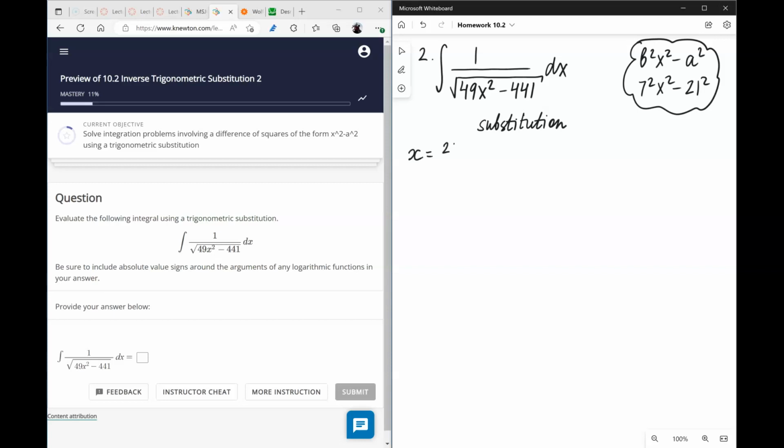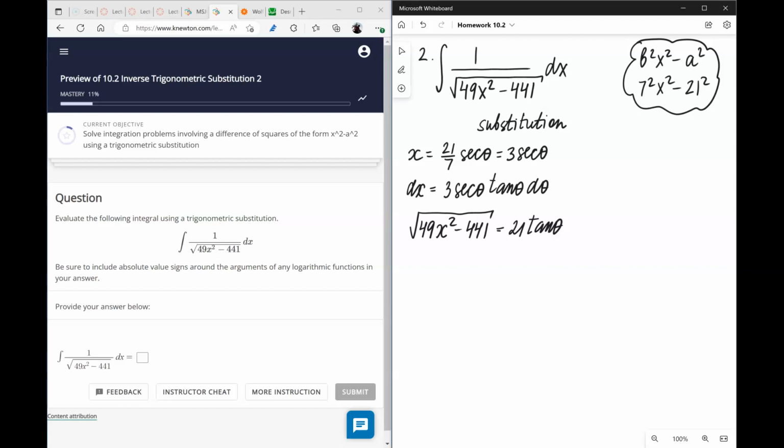We replace x with 21 over 7 secant theta. In other words, x is equal to 3 secant theta, so that dx is equal to 3 secant theta tangent theta d theta, and square root of 49 x squared minus 441 is equal to 21 tangent theta. And then we can acknowledge that secant theta is equal to x over 3, which is hypotenuse over adjacent, and we can draw the reference triangle. This is x, this is 3, and this will be square root of x squared minus 9. And we're ready to do the substitution.